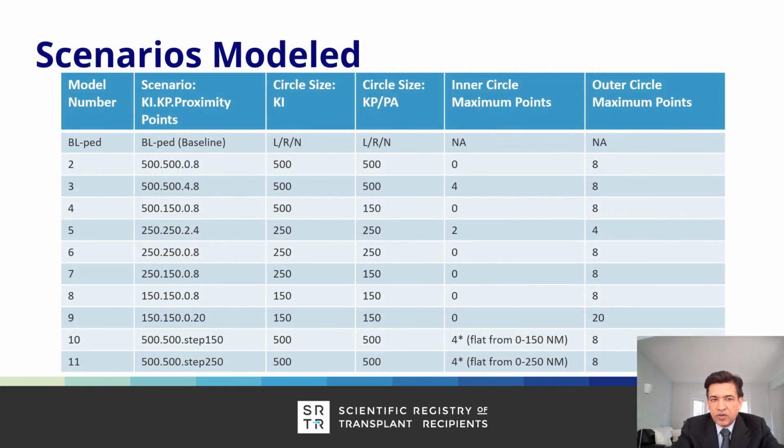So here are the different scenarios that were modeled. First, we modeled the baseline model, which is the current allocation policy, but with pediatrics given priority, and that includes the local, regional, and national sharing. These were the other scenarios, which are denoted by the circle size for kidney transplants, for kidney-pancreas and pancreas alone transplants, the inner circle maximum points, and the outer circle maximum points. The last two scenarios included those plateau points also.